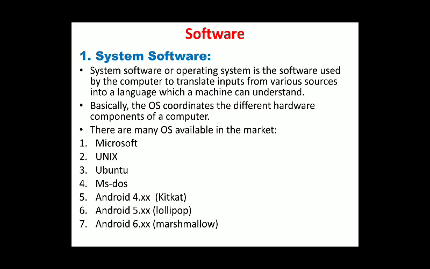Then Ubuntu, then MS-DOS, Android 4, which is also called KitKat, Android 5, which is also called Lollipop, Android 6, which is also called Marshmallow. For example, suppose you want to buy a mobile. If we are checking the features of a mobile, we are checking the operating system as well, because with the updated, upgraded operating system, your phone will be upgraded.